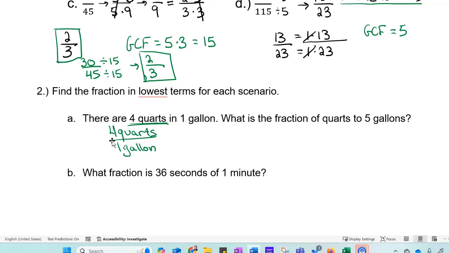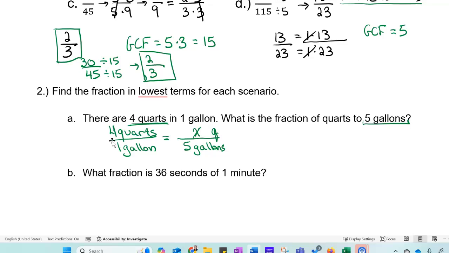Okay, now I'm including units because I have to include units in my final answer. If there's any chance that I'm going to forget the units, I would go ahead and just write them in to begin with. Now, what is the fraction of quarts? We don't know what's in the numerator, right? That's what we're trying to find, but they've given us 5 gallons. So we are trying to find that value.